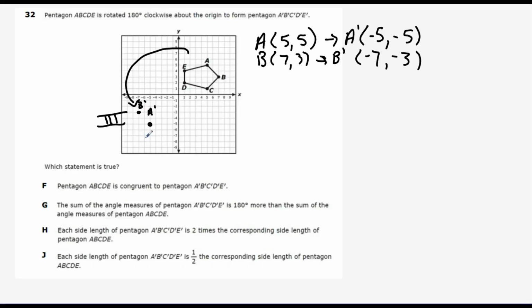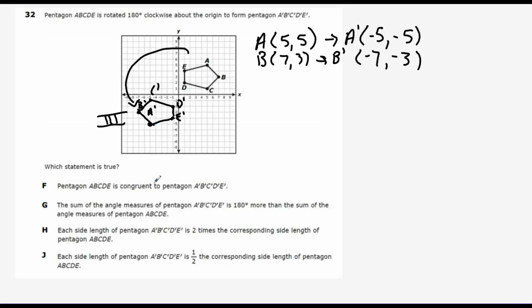Okay? And we could keep going all the way around to get our remaining points. 5, 1. So 1, 4 would become 4, 1. Wait, no. That's not right. What did I say? 1, 4. We go to negative 1, negative 4. Sorry. And then 1, 2, we go to negative 1, negative 2. So we end up with this shape right here. So C prime, D prime, E prime.